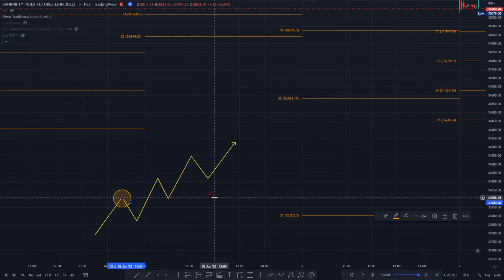Does that mean that the resistance level is not useful anymore? No, that resistance level can still act as a support level. Now this is known as interchanging support and resistance. It even occurs in pivot points, of course.